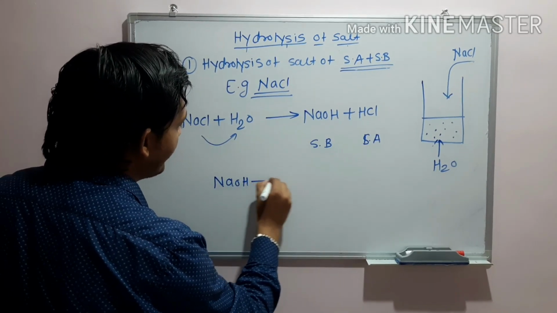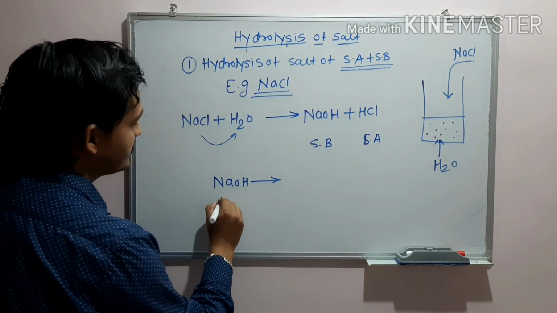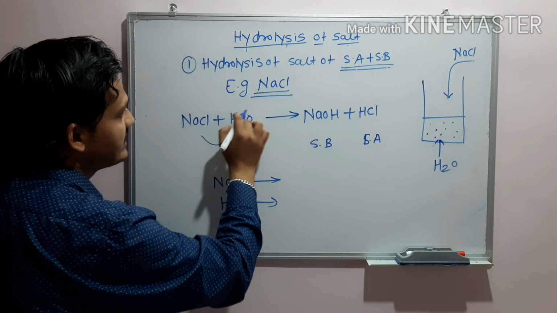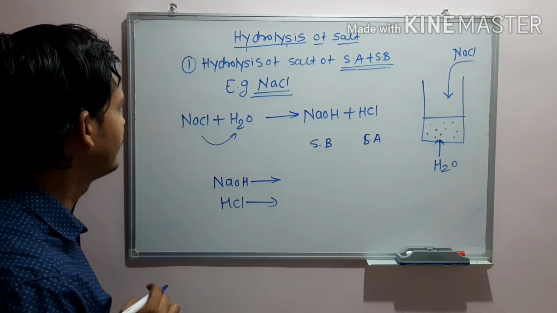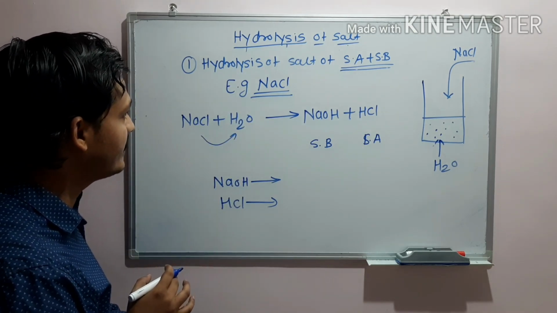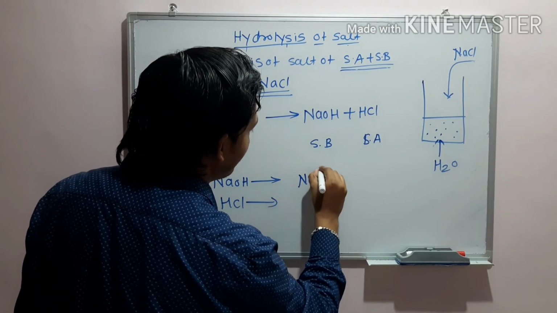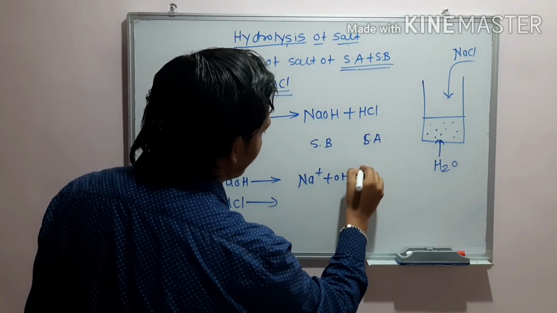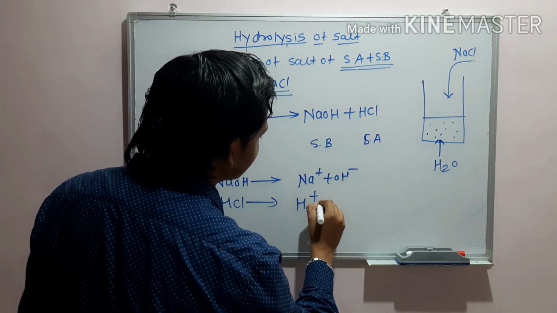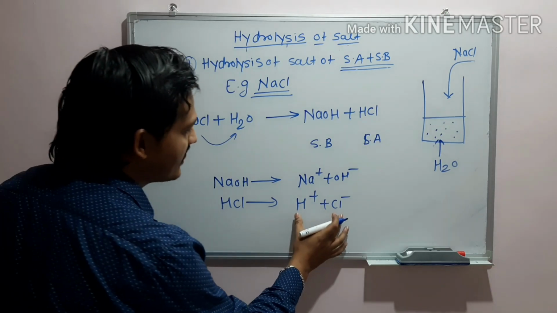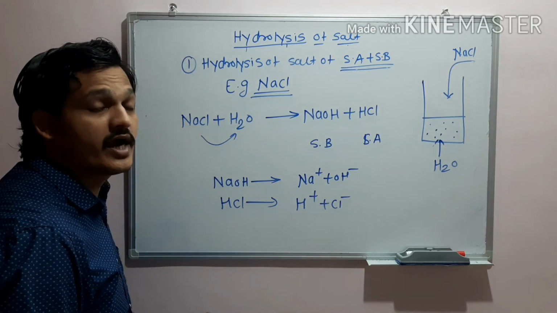NaOH cannot be formed, and HCl also cannot be formed while I am adding NaCl in water. While I am adding NaCl in water, it will remain as Na+ and OH- ions, and HCl remains in ionic form, that is H+ and Cl- ions, because they can't be combined. Why can't they be combined?